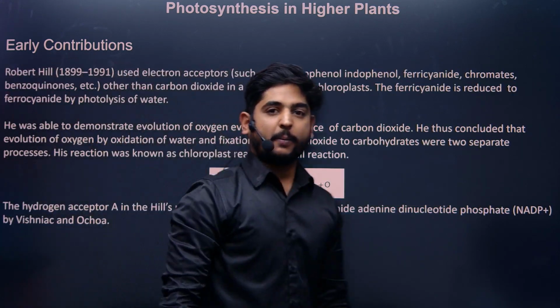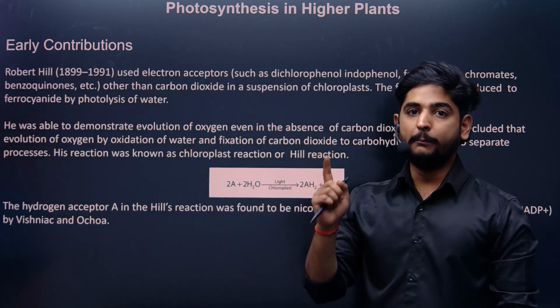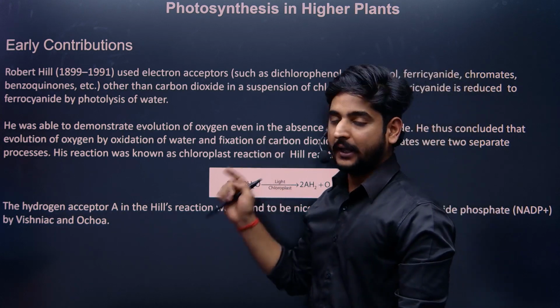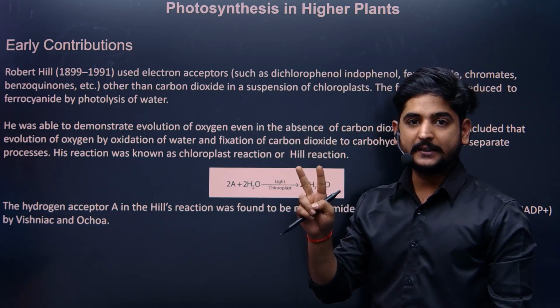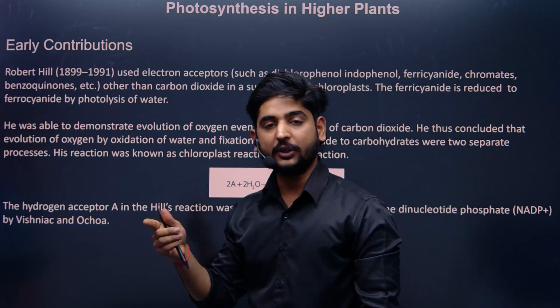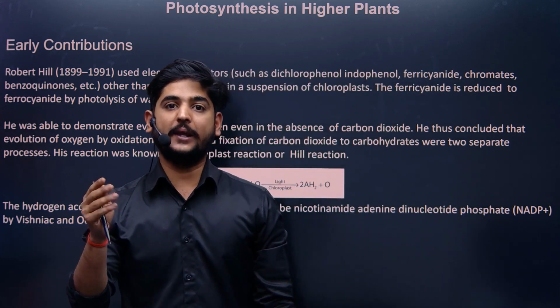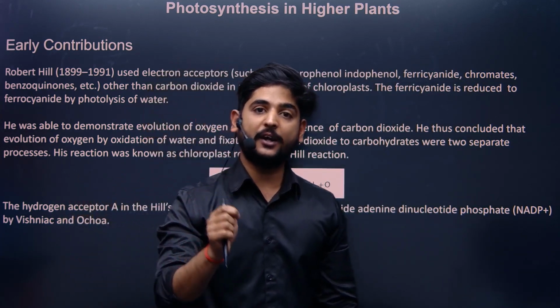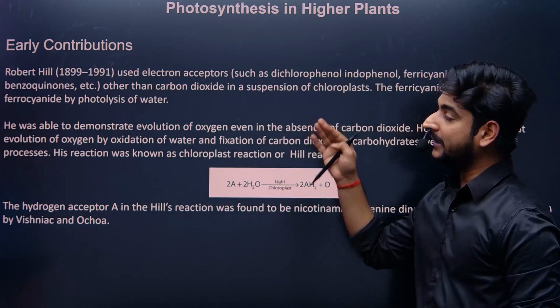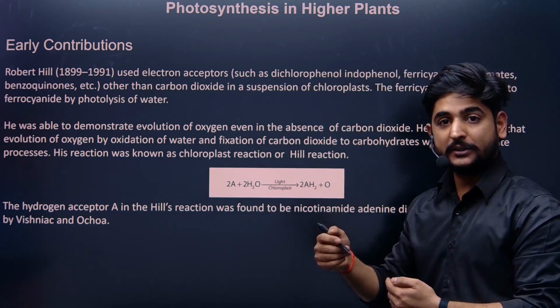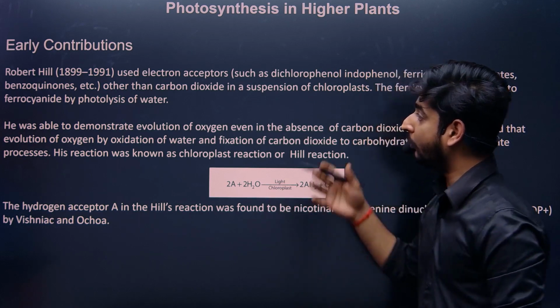So in early contributions, there is one more important contribution by Robert Hill. See, photosynthesis comprises 2 parts. We have already discussed that: light reaction and dark reaction. Light reaction is also known as Hill's reaction, whereas dark reaction is also known as Blackman's reaction. So Robert Hill is the scientist after whom Hill's reaction is named. So what did this guy do?